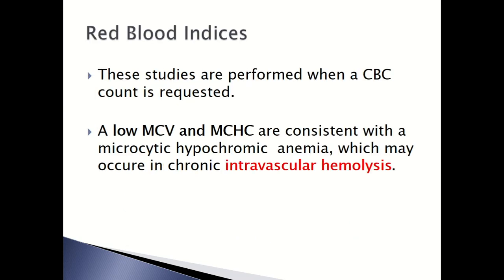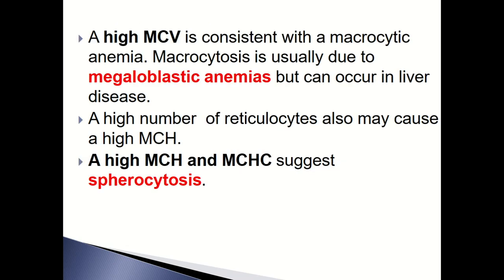Now regarding RBC indices: obviously there is anemia, with low MCV and MCHC, particularly in intravascular hemolysis where a microcytic hypochromic picture is there. But in megaloblastic anemia, which is again grouped under hemolytic, there is high MCV. And in hereditary spherocytosis, there is high MCH as well as high MCHC, which is again suggestive of hereditary spherocytosis. So far we have learned about RBC morphology and now RBC indices.